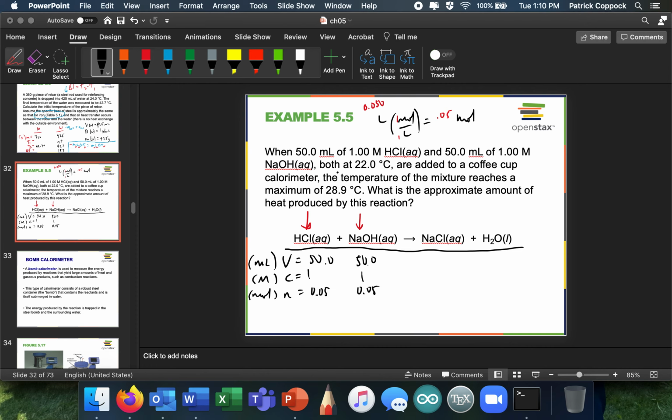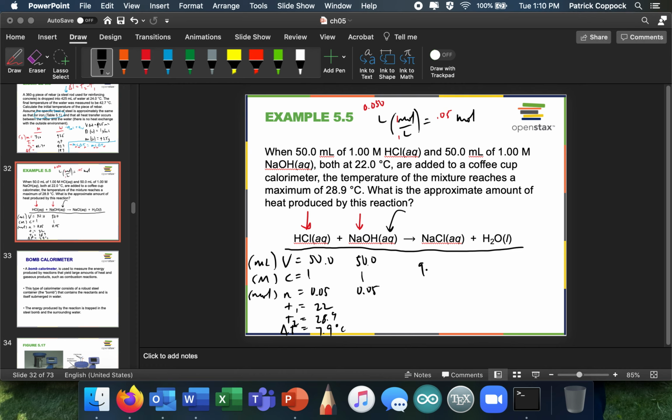And so when they're both at 22 degrees Celsius, T1 is 22, and the temperature goes to T2, 28.9. Didn't really leave myself enough room here, did I? Delta T looks like it's 7.9 degrees Celsius. And so the question is, what's the approximate amount of heat produced by this reaction? Well, it's done in water, right?